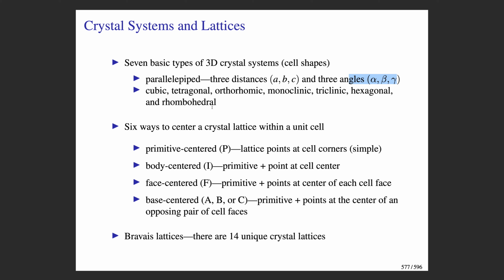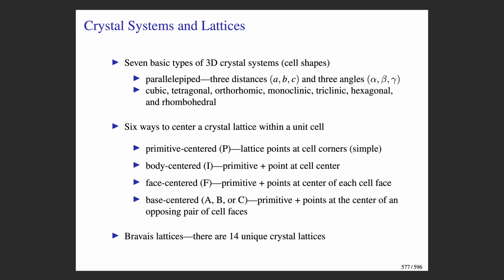And then depending on how you arrange the crystal lattice within the unit cell, you can come up with these different ways of doing that. So there's something called primitive centered, where all of the lattice points are at the corners of the unit cell. There's also body centered, where you have lattice points at the corners and one in the middle of the cell. Face centered, where you have atoms in the corners of the unit cell, but then also points along the face of each side of the unit cell.